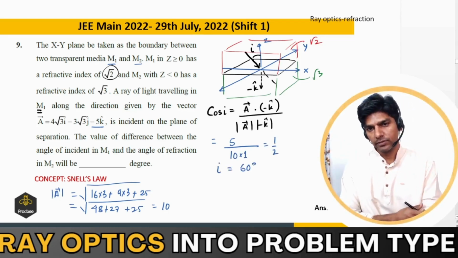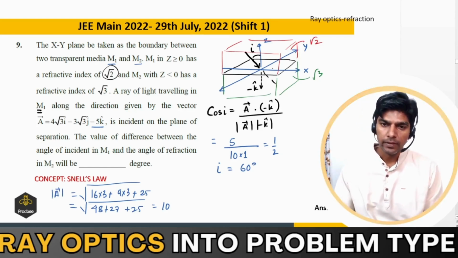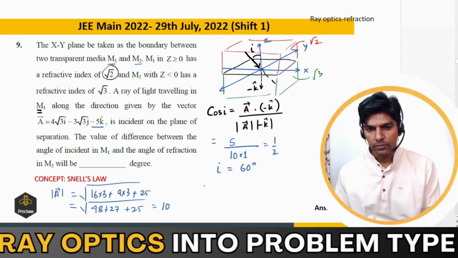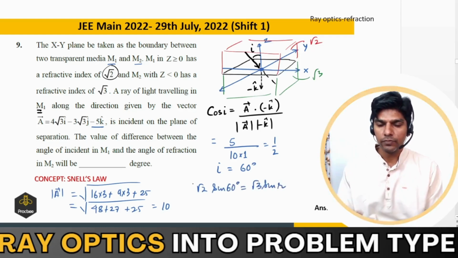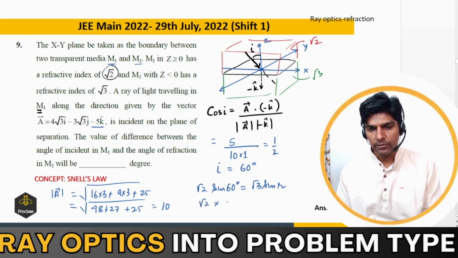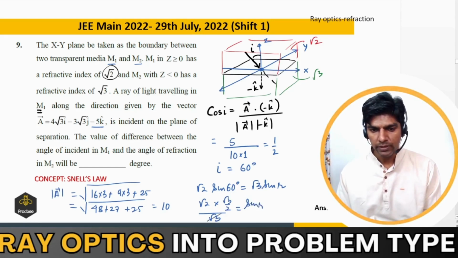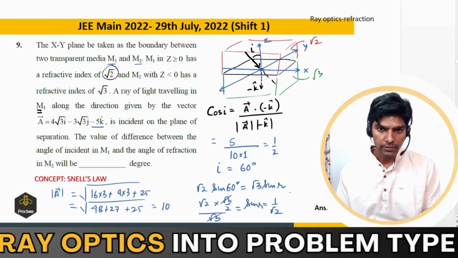Now we know the angle of incidence. Now let us apply Snell's law at the point of incidence. So we can say root 2 times sine 60 is equal to root 3 times sine r, where r is the angle of refraction. So root 2 times root 3 by 2 divided by root 3 will be sine r. So root 3 will get cancelled out and it comes out to be 1 by root 2. So it means r is 45 degrees.